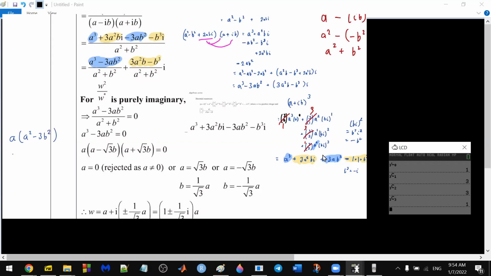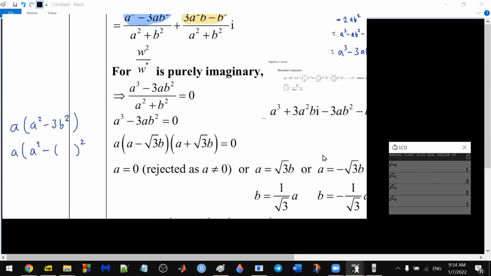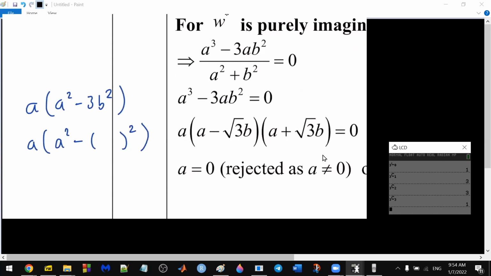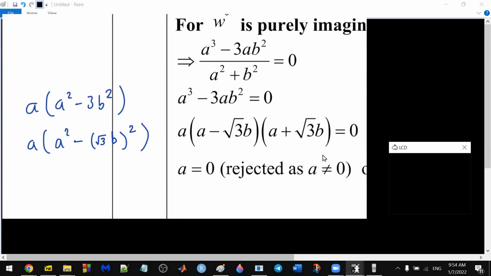Here, 3b square, do you realize that it's actually just the same as a square minus something square? What's inside the bracket? It's really just square root of 3, then square root of b square, which is b. Can you see that? So a square minus b square, how to factorize? A minus b, bracket, then a plus b. Is that okay? Okay, good.